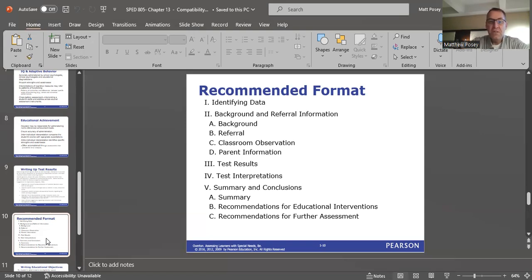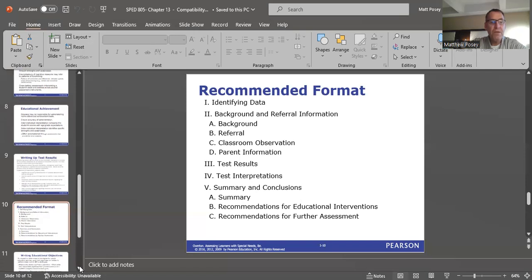The next section we get into is summary and conclusion. So we just provide an overall summary of the actual administration of the assessment, a summary of the student and the information that we've collected using a variety of sources, informal assessments, formal assessments, any CBMs, any data that was collected before the formalized testing session, and information that was documented during the formal testing session. Then we give recommendations for educational interventions, and then also any recommendations for further assessment.